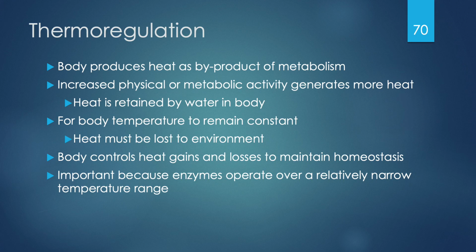So for body temperature to remain constant, we have to constantly be losing some heat to the environment because we're constantly generating heat as a byproduct of our metabolism. So our body controls are going to measure heat gains and losses and adjust accordingly in order to maintain homeostasis. And we need to make sure that we maintain this homeostasis because the enzymes in our body only have a very narrow temperature range in which they will operate. So if things get too hot or too cold, they stop operating properly. And in fact, if they get too hot, we denature the proteins.